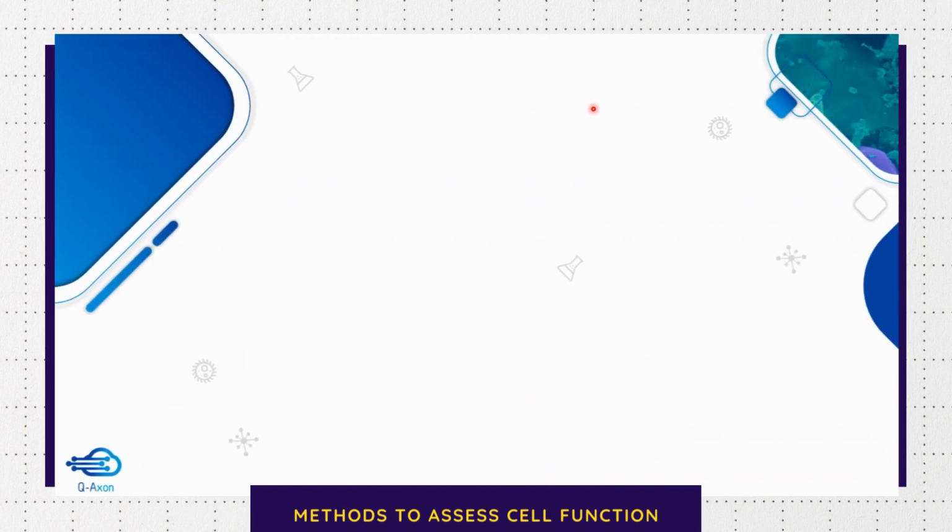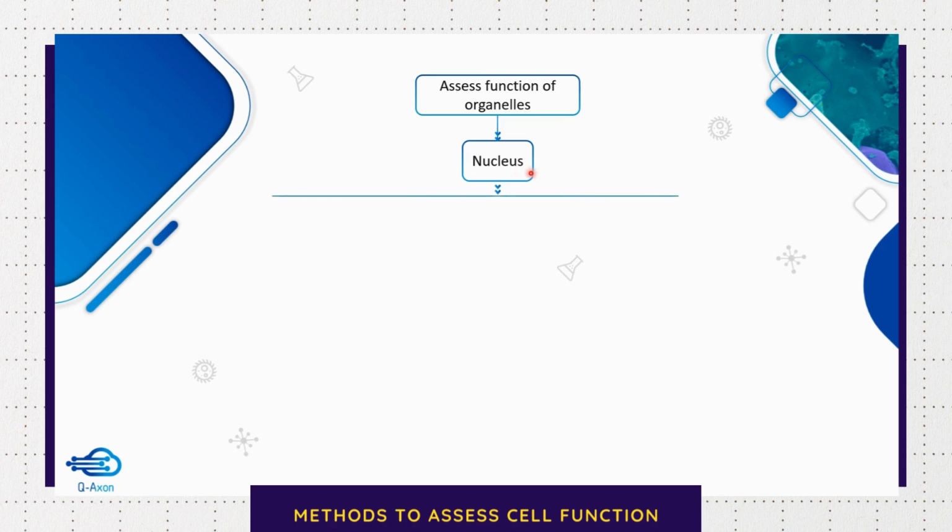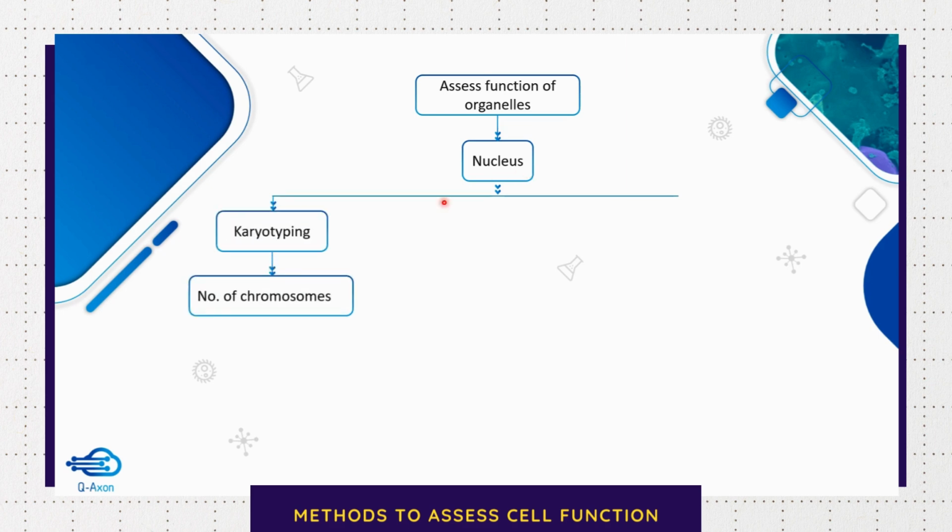Then we can assess the functions of various organelles. Let us first consider the function of the nucleus and how it is assessed. For that we can do karyotyping. With that, we can find out the number of chromosomes with the characteristic staining pattern which we get, and we can visualize the chromosomes after staining.